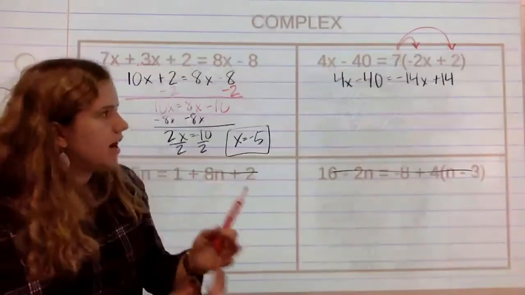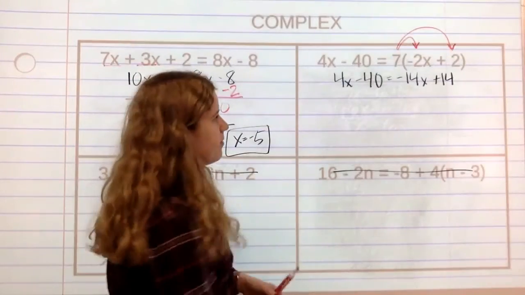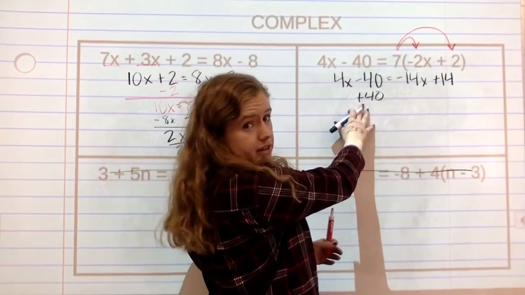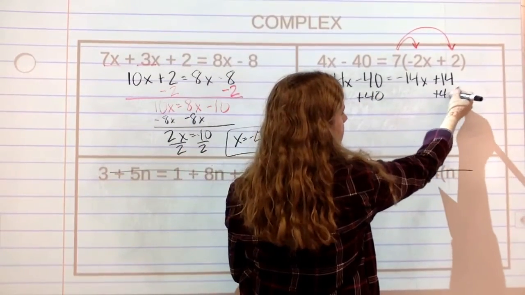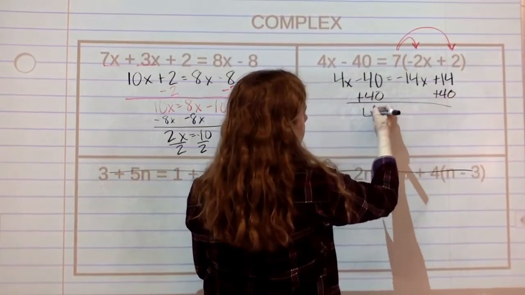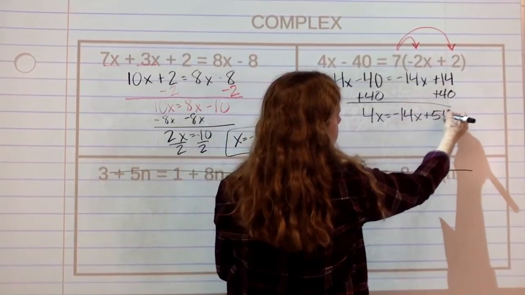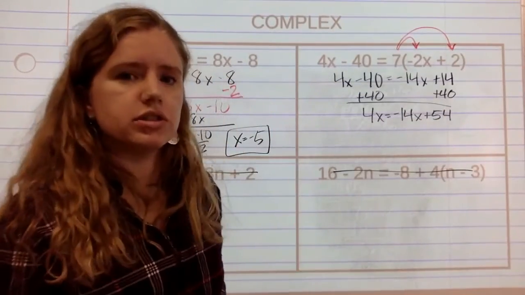All right, now we're at our multi-step equation. So I like to move the constants to the right. So I'm going to go ahead and add the 40 to this side. And then I'm going to line it up with the 14 over on this side. Add 40. You get 4x equals -14x plus 54. Ooh, I'm going to need a calculator for this one.